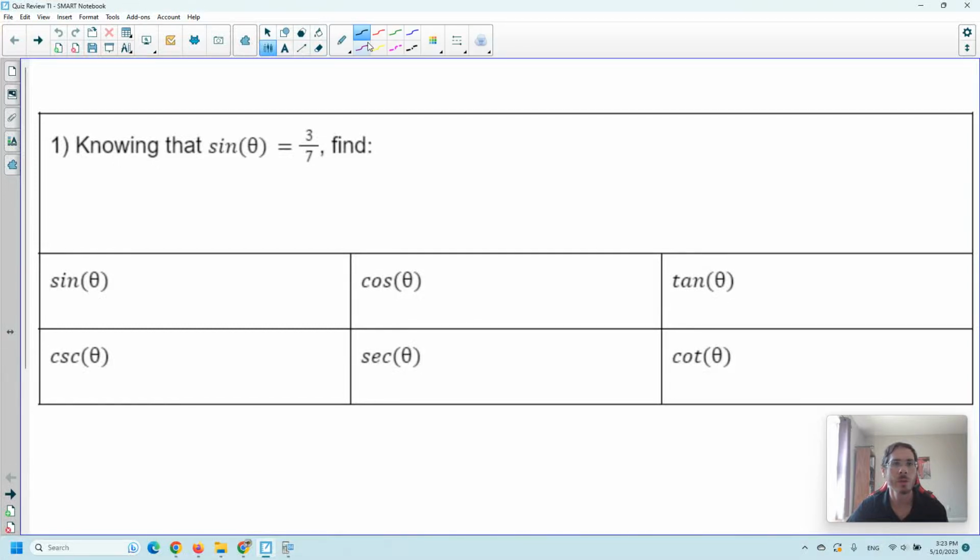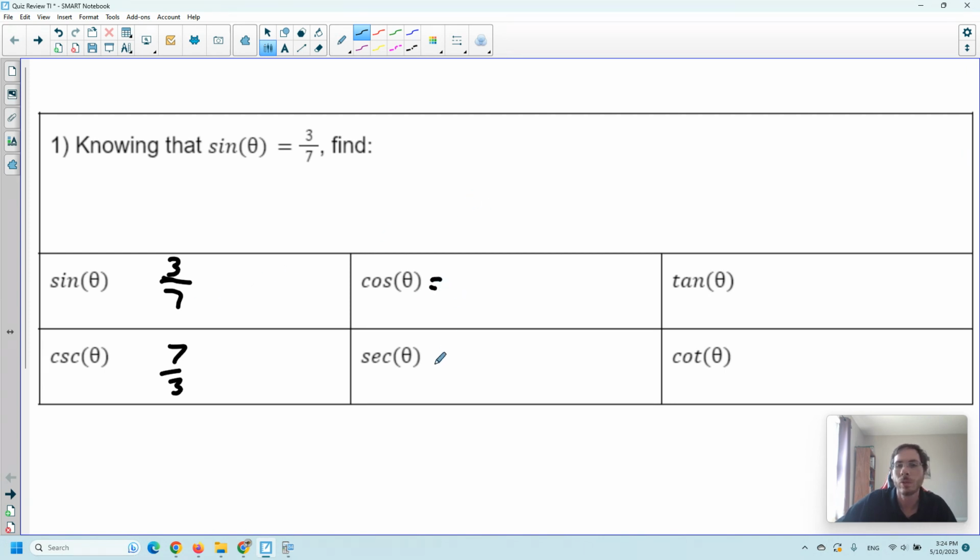All right, so this is quiz number 7. First it says, knowing that sine of theta equals 3 over 7, we have to find all the trig ratios. So we'll start with the easy one. We know sine because it's literally printed there, 3 over 7. And then we also know the inverse of that one, which is cosecant. So cosecant is 7 over 3, because again, you're just going to flip sine.